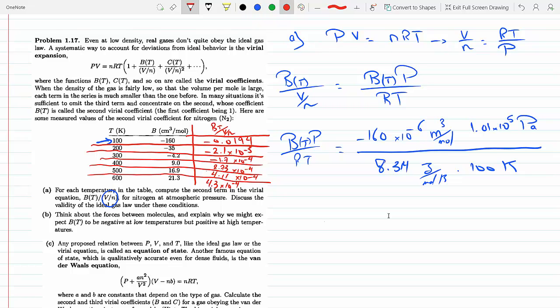So we can see that at higher temperatures, since we figured out what B of T over V over N is, the correction to the ideal gas law at higher temperatures is less. Because you are adding B of T, the correction to the ideal gas at higher temperature is less, which means the ideal gas equation is more valid at higher temperatures.